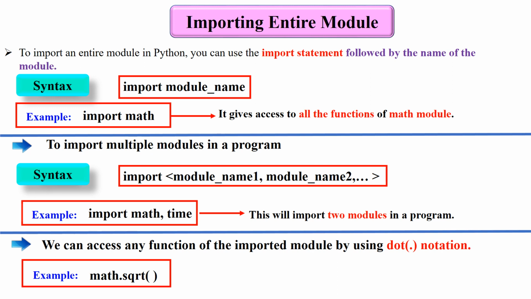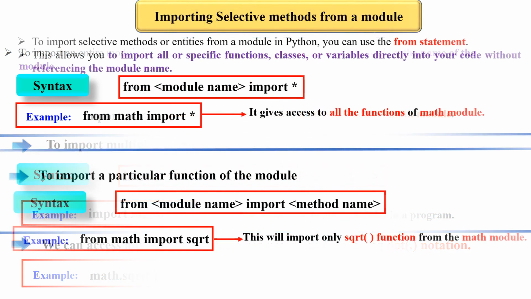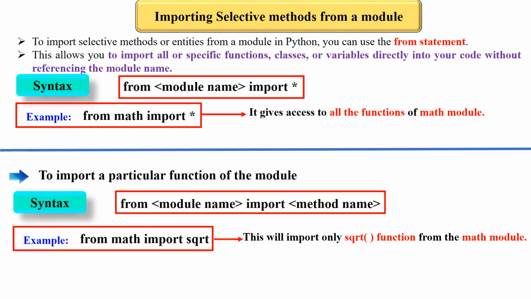Next is to import multiple modules in a program. Syntax is import module_name1, module_name2, and so on. Example: import math, time. This will import two modules in a program. Next, we can access any function of the imported module by using dot notation. Example: math.sqrt function. Importing the entire module may load more code into memory than necessary.